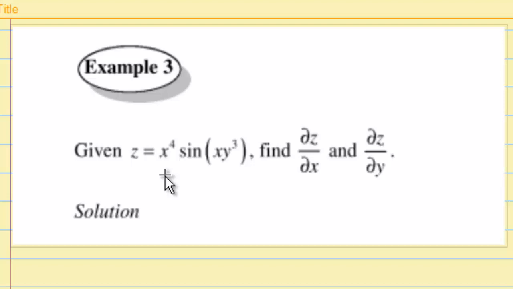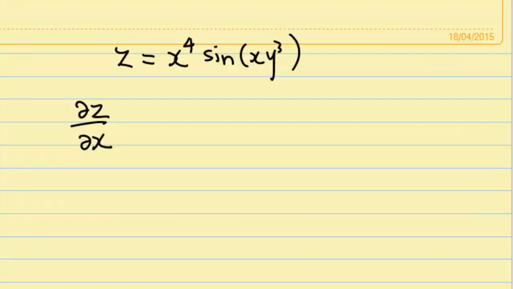Example 3 on partial differentiation. We are given z equal to x power 4 times sine of xy cubed. Find the partial differentiation dz dx and dz dy. Let's look at the hard part first. Find the partial differentiation of z with respect to x.